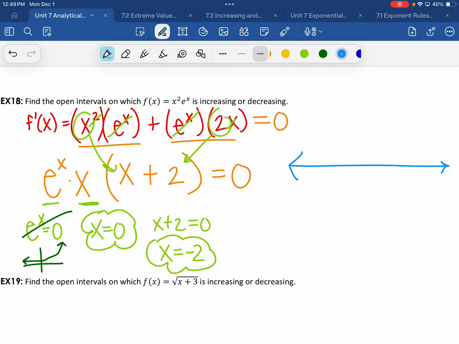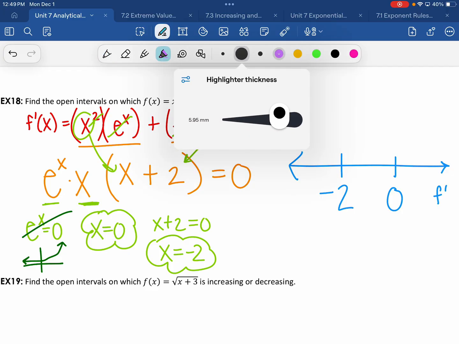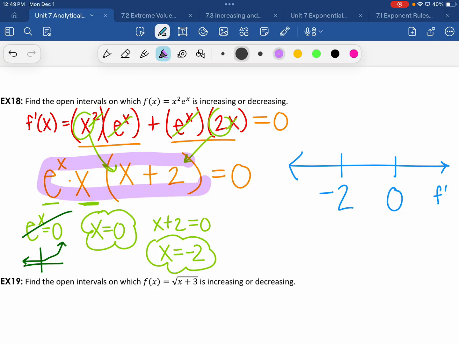Okay, so the two numbers I'm going to put on my number line are going to be negative 2 and 0. And we're going to plug our test numbers back into f prime. And remember, the factored version is the easiest one to plug it back into.